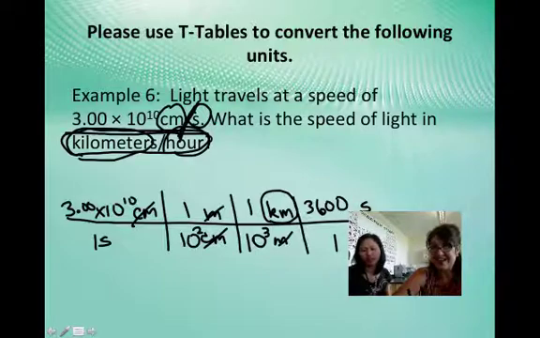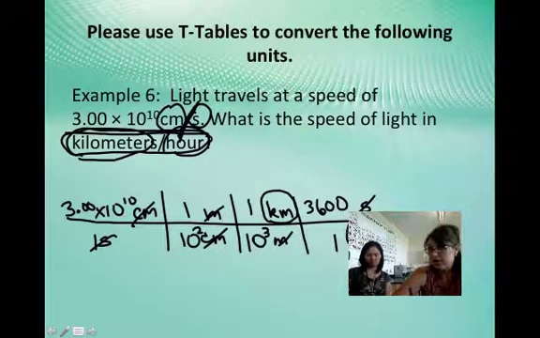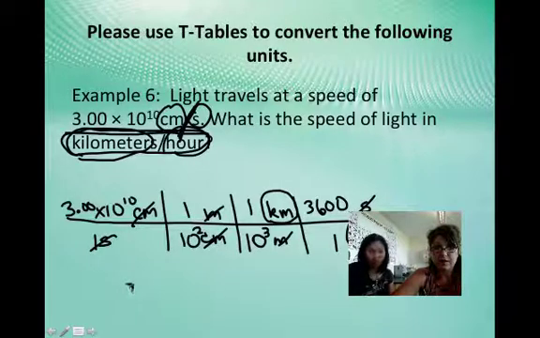3,600 seconds are in 1 hour. Yes. All right, so seconds is gone. Now I have hours on the bottom. Yay! And we're left with kilometers per hour: kilometers on top, hours on the bottom. I think I need my calculator in this problem. Yeah, I would. Now we take top times top.